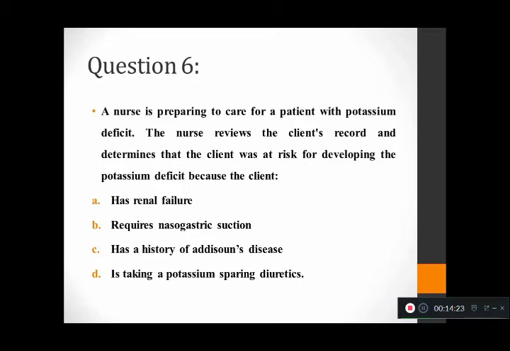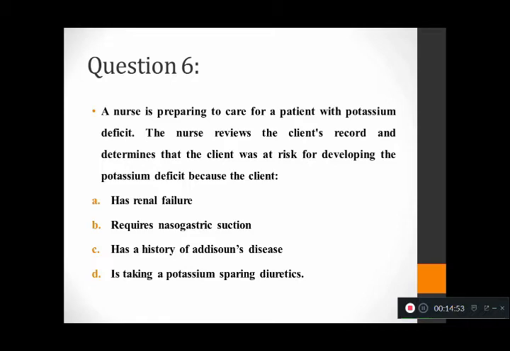Potassium is rich in gastrointestinal fluids. Potassium is more high in gastrointestinal fluids and these are lost through gastrointestinal suctioning. When the patient is undergoing GI suctioning, more amount of fluid from the stomach will be gone outside. Automatically, potassium will be deficit.